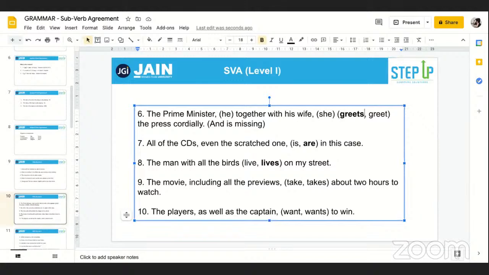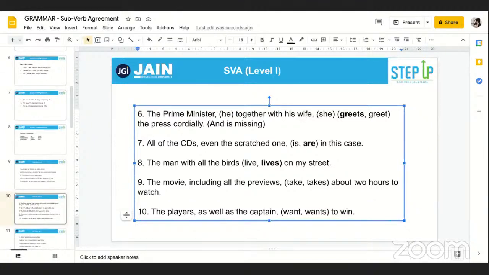For "and", you can make it together. For anything else, don't. Sir, it's not clear to me, because "he together she". What about "together"? "You and me together" will be "we", right? For "and" you can use "we". Here, the Prime Minister and his wife, no, it's "together", not "and". "Together" is given. Only for "and" you combine. Remember this. Only for "and" you combine, for anything else, no.